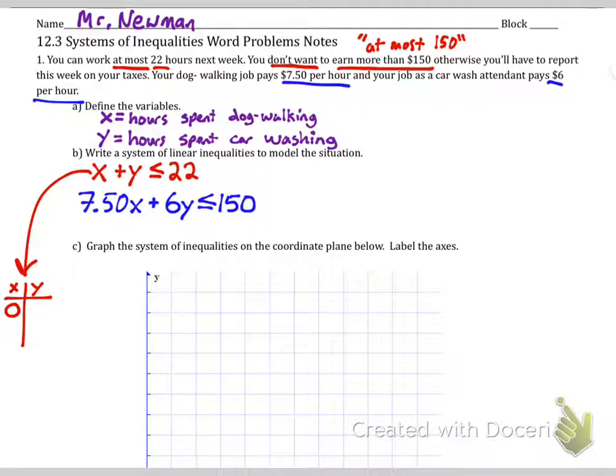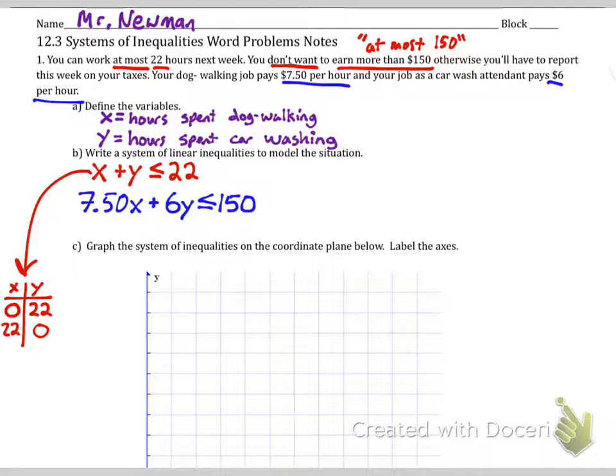Plug in 0 for x. Well, when x is 0 in that, if we turn that into an equation, 0 plus what equals 22? Well, that's going to be 22. And likewise, if we put in 0 for y, what plus 0 equals 22? Well, x must be 22 also. So that table is pretty fast to fill out, and often one of the tables will be pretty fast to fill out.